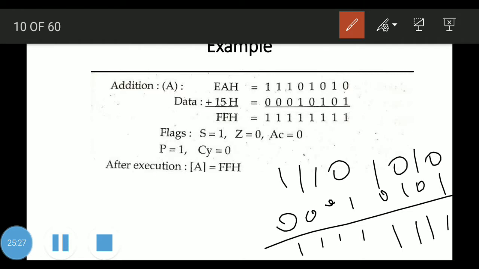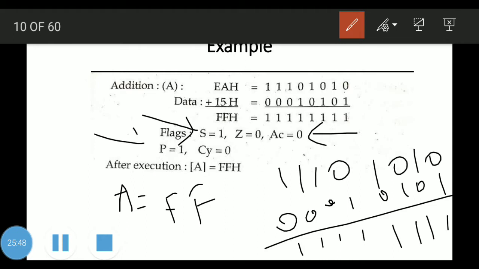Everywhere we got 1, so 1111 is F, and 1111 is F. Now I will get FFH in the accumulator. Now in this process I have to see my flags. In this, the sign flag will be 1, the zero flag will be 0, the auxiliary carry will be 0, and the parity will be 1. Parity means it contains an even number of ones. Count the number of 1s, it has a total of 8. 8 is even parity. Now carry, okay, this is done.